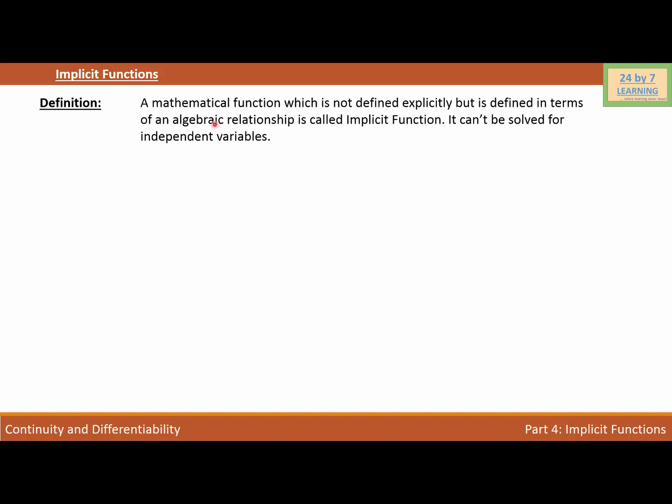Implicit functions. A mathematical function which is not defined explicitly but is defined in terms of an algebraic relationship is called an implicit function. It cannot be solved for independent variables. In other words, we can say that a function which cannot be separated into its independent and dependent variables is called an implicit function. Let's consider an example of an implicit function.